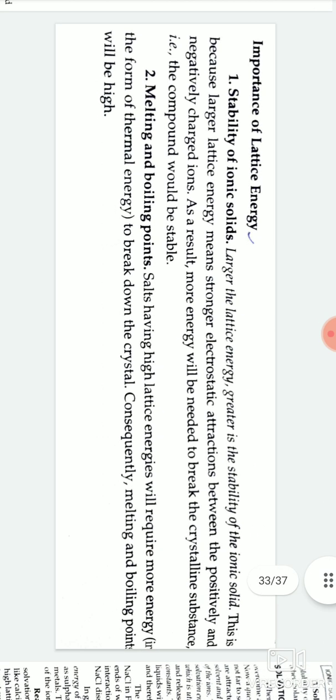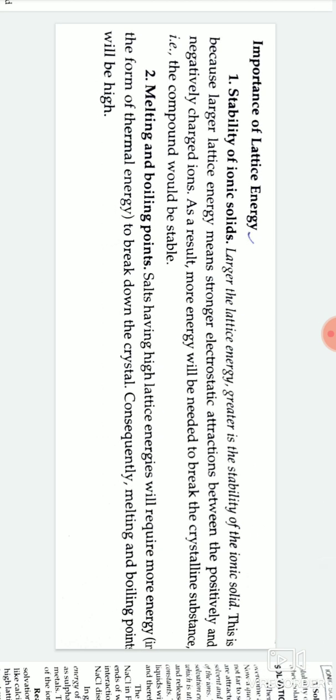Now next is importance of lattice energy. First, stability of ionic solids. Larger the lattice energy, greater is the stability of ionic solid. This is because larger lattice energy means stronger electrostatic attractions between the positively and negatively charged ions. As a result, more energy will be needed to break the crystalline substance, that is, the compound would be stable.